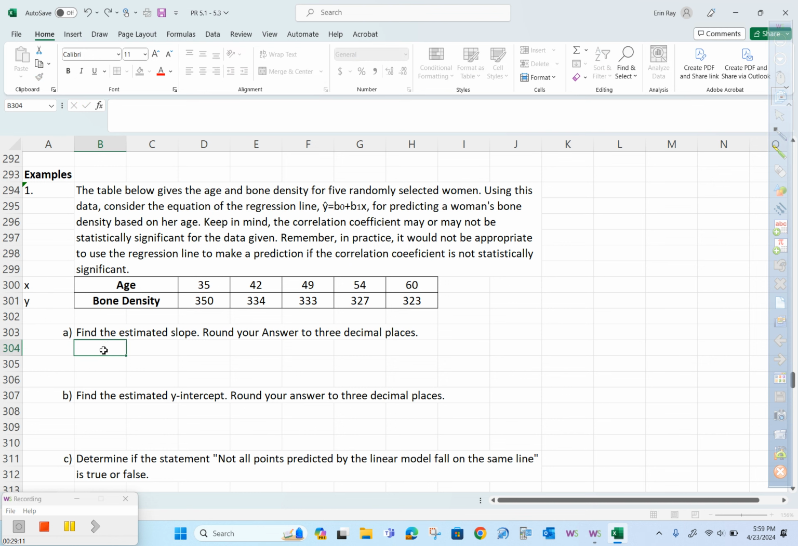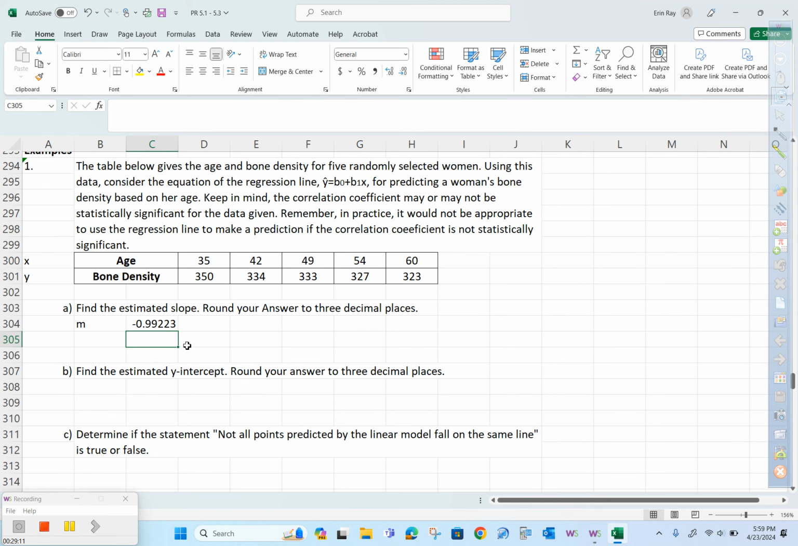So first thing it asks us to do is find the slope, equals slope here. Y is first. That's why it matters that we know which one's which, and then our x's. Okay, that means as age goes up, the bone density is going down. And a lot of times I'm going to have you interpret this, so let's practice for that.